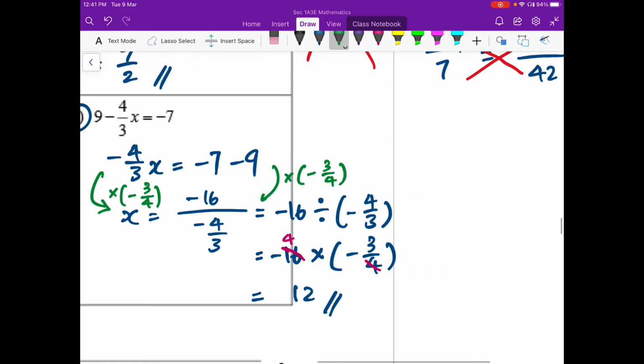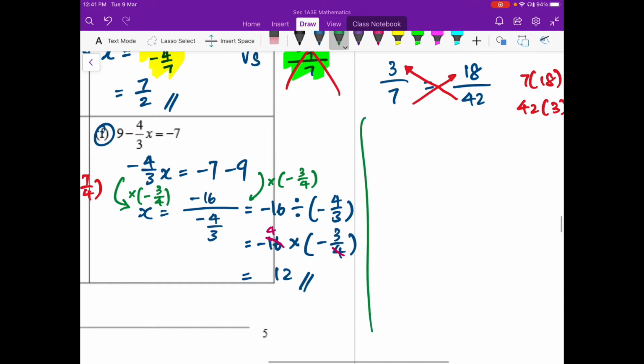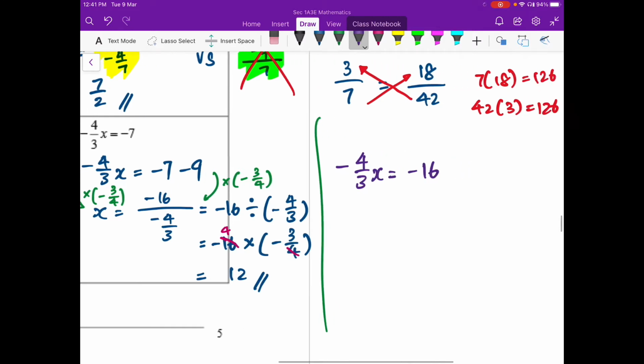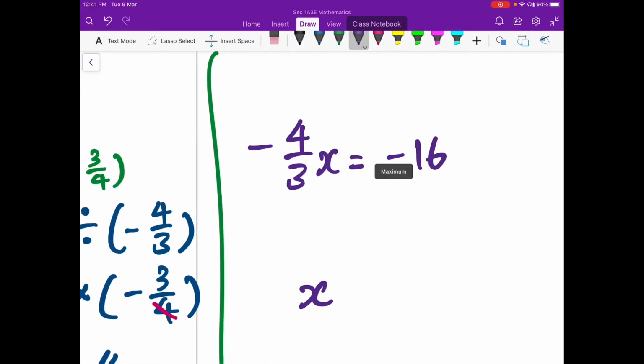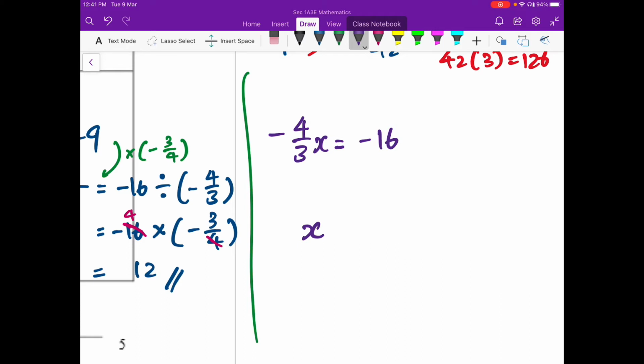Okay? Now, I will illustrate on the right hand side. Here we see that we initially have negative 4 over 3x equals to negative 16. Our objective is just to have x on the left hand side. How do I remove the negative 4 over 3? Yes, we can divide by negative 4 over 3. The other method I'm going to show you is the way we think about it. How do we remove, for example, a negative sign? Two ways: multiply by negative 1, or divide by negative 1.